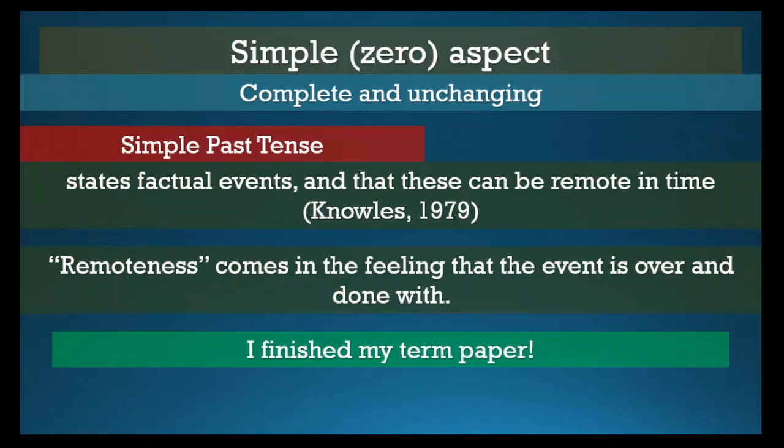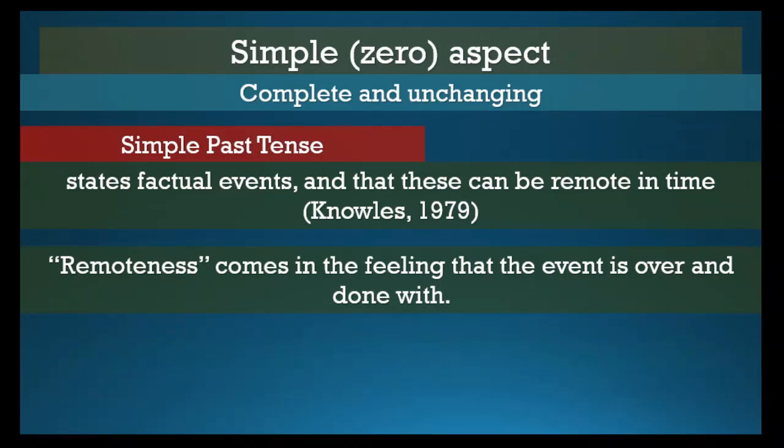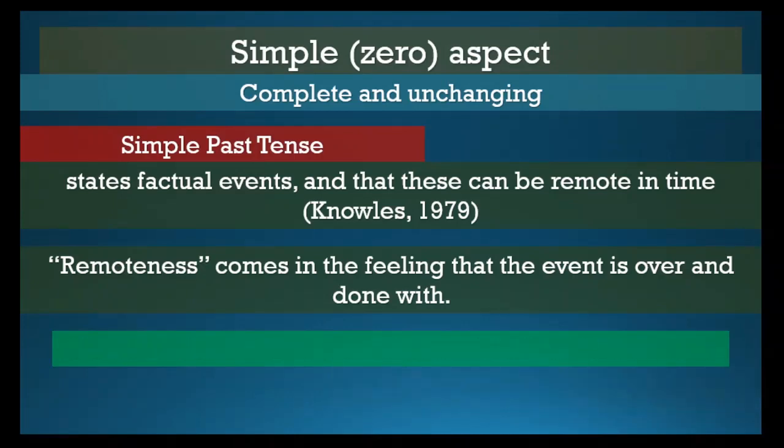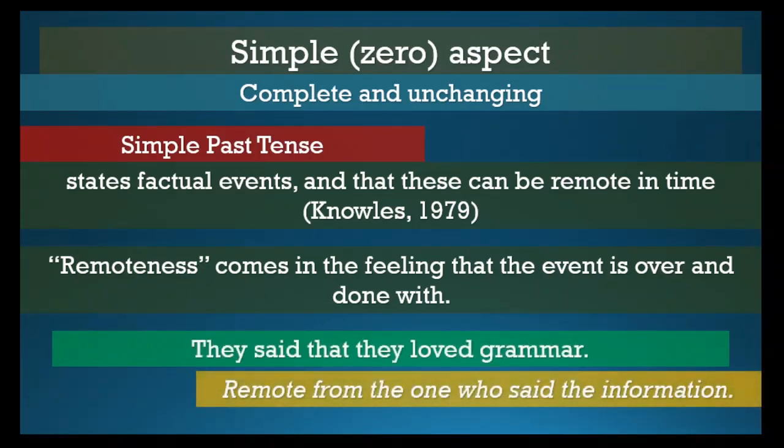This remoteness class may also be remoteness from reality, like when we use the simple past tense in an if clause. Using simple past, the sentence here became even more hypothetical. Also, simple past tense allows the speaker of the utterance to be distant or again remote from certain people, like in this example. They said that they loved grammar. You may see the people who said this class, but seeing them does not necessarily mean being close to them.